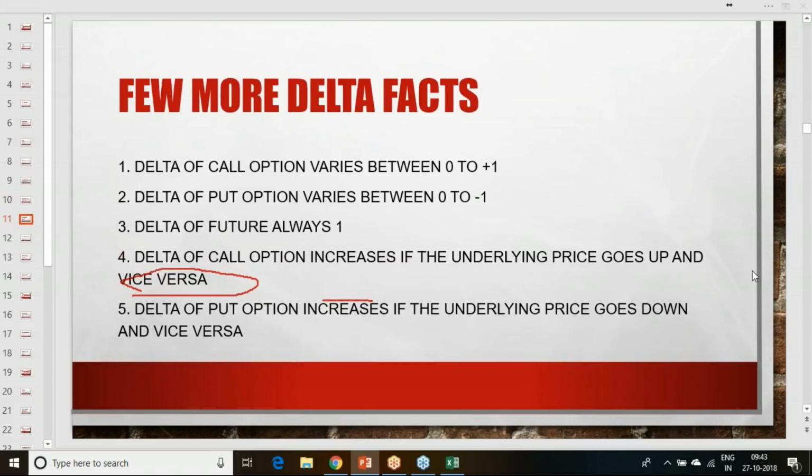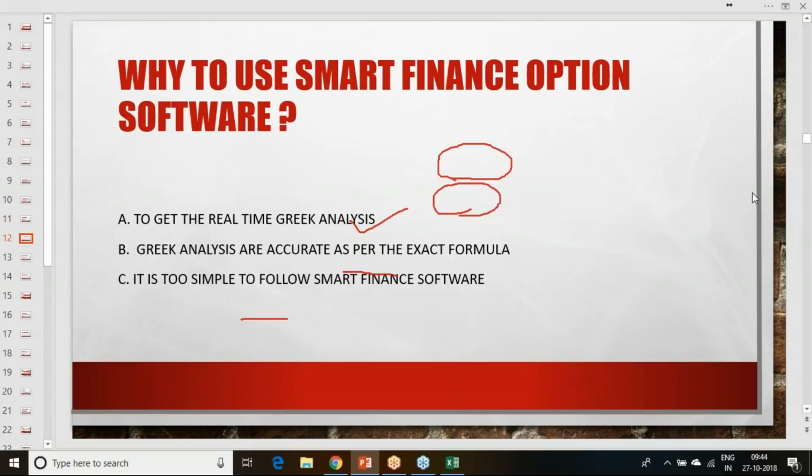Before that, let me see what this delta does. Delta has a boundary also. Delta cannot cross +1 for a call option. Delta of a put option varies between 0 to -1. Delta of future is always 1. And delta of call option increases if the underlying price goes up, and delta of put option increases if the underlying price goes down. So this is the nature of delta, and it is going to help us a lot in forming option strategies.